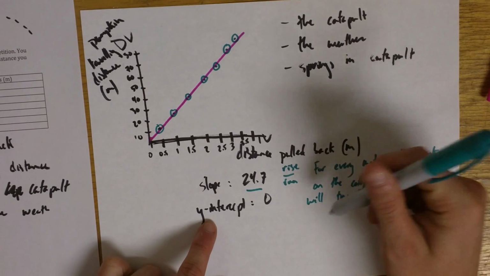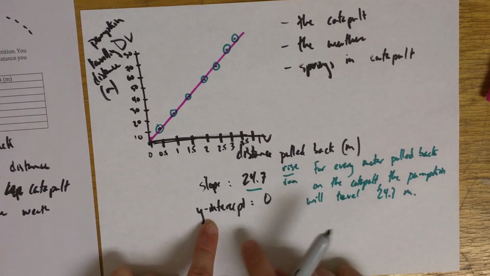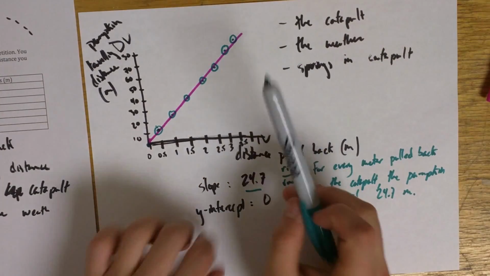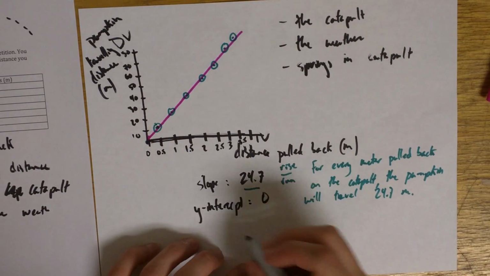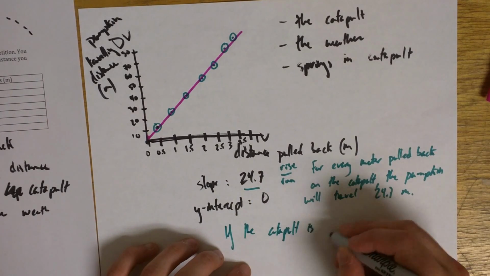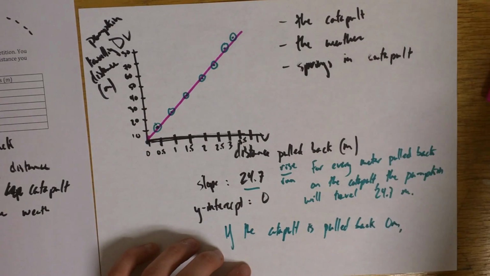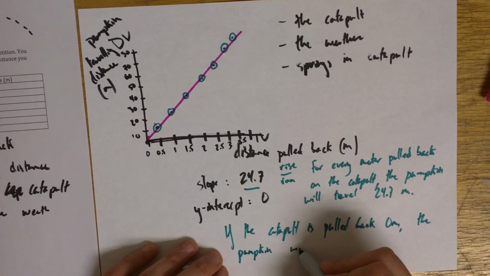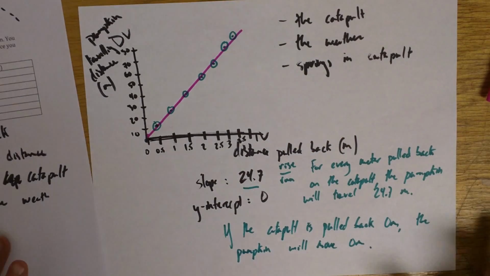What does the y-intercept mean? Well, we think about our IV being 0. So if the distance pulled back is 0, the pumpkin will travel 0 meters. That makes sense. If you don't pull this catapult back at all, the pumpkin is not going to move. So if the catapult is pulled back 0 meters, or not at all, the pumpkin will move 0 meters, or it won't move at all.